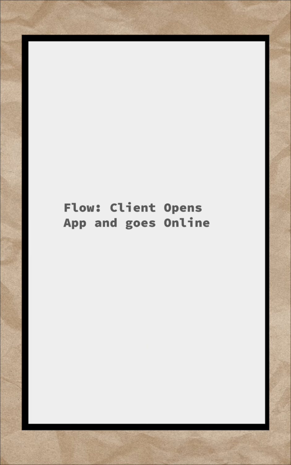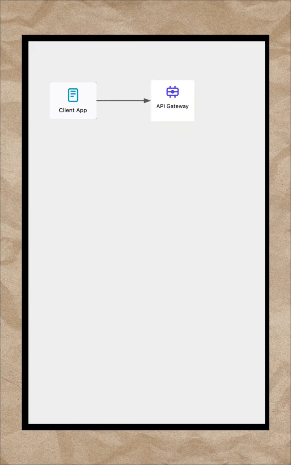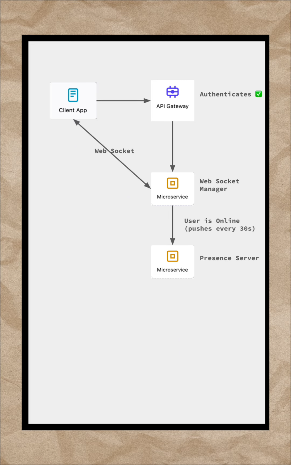Client opens the app and goes online. The client opens the app, which connects to the gateway, authenticates the user, and sends the message to the WebSocket manager. It establishes a bidirectional WebSocket and lets the presence server know that the user is online. It pushes a heartbeat every 30 seconds until the client disconnects. And it also subscribes to the pub/sub system under the user ID.